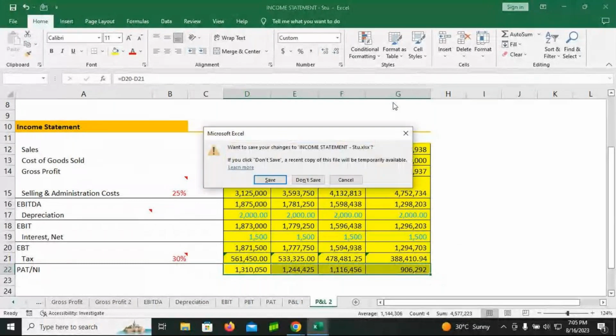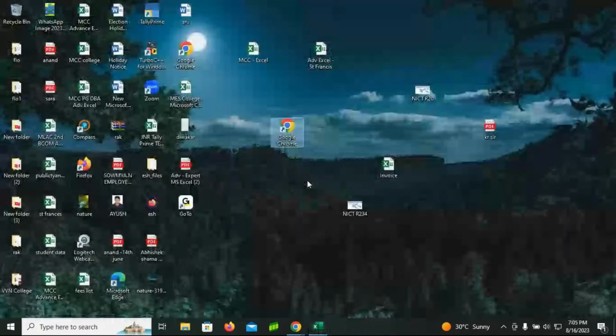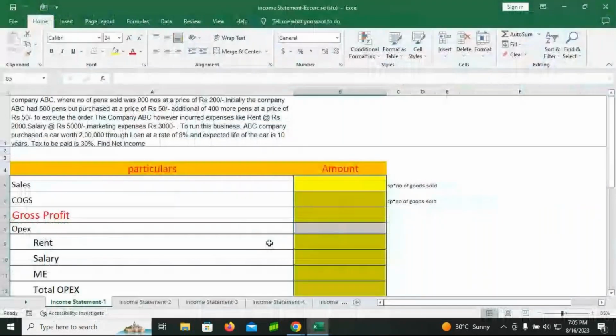Today I have shared the assignment, that is for income tax and other things like income statement 1, 2, 3, 4, 5. We have to solve all these 5. I hope everybody has downloaded the assignment questions. Is it downloaded? Yes, ma'am. Okay, so let's go to this.